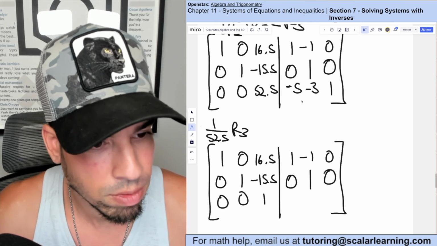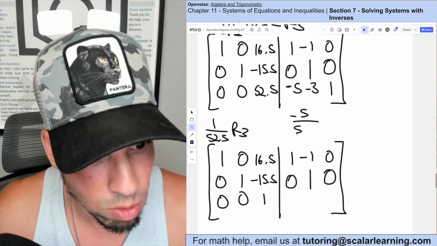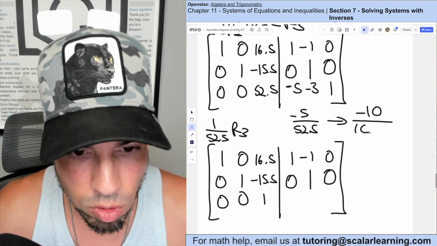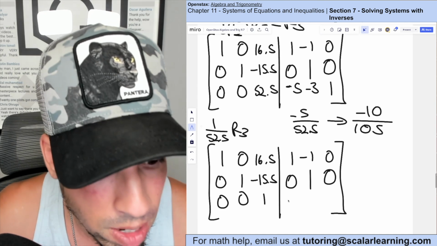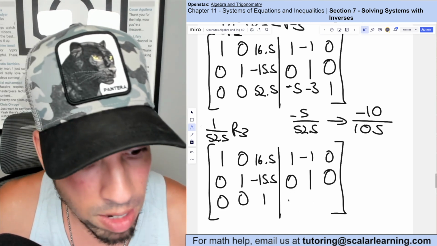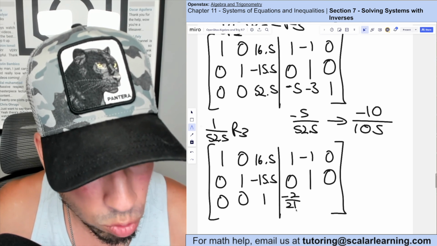That times negative 5 is negative 5 over 52.5, which is the same as negative 10 over 105. Divide the top and bottom by 5, we get negative 2 over 21.